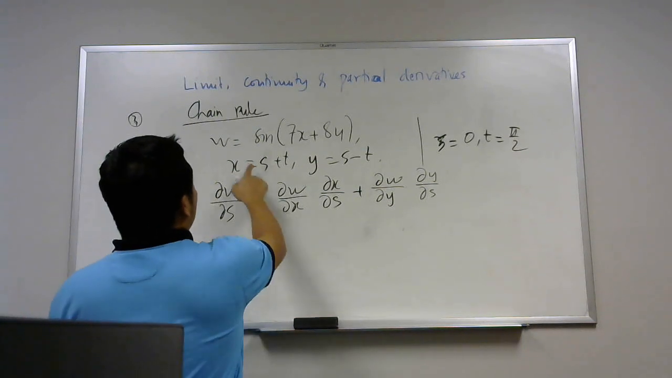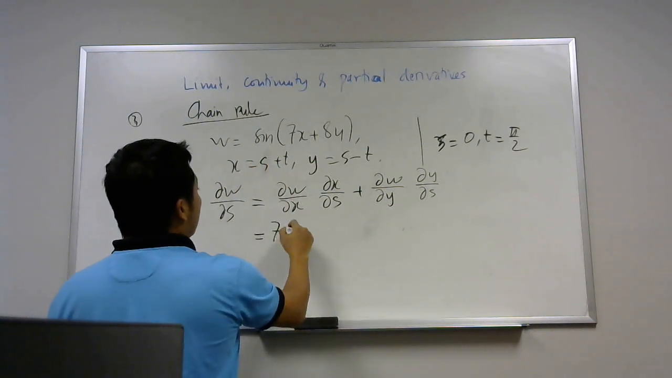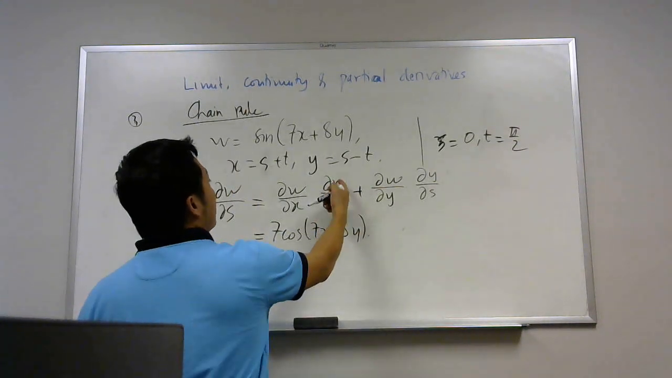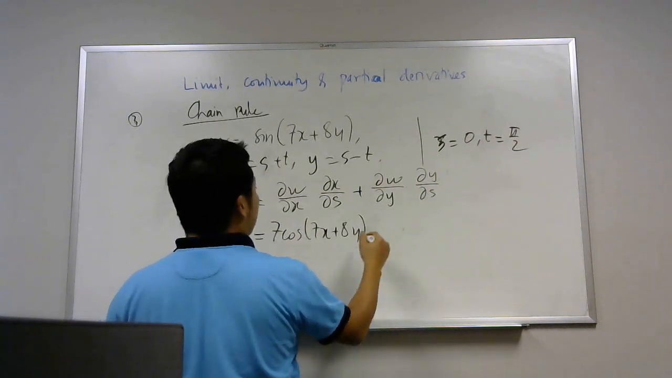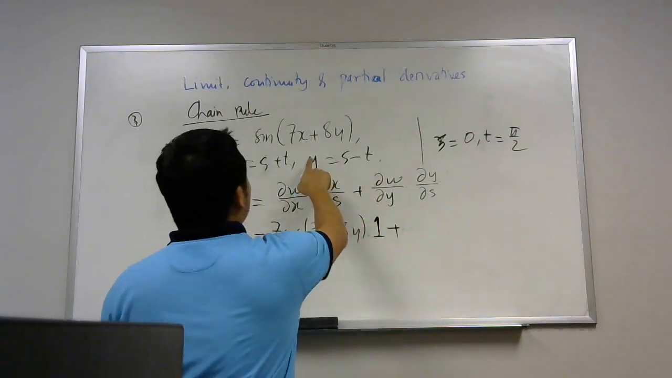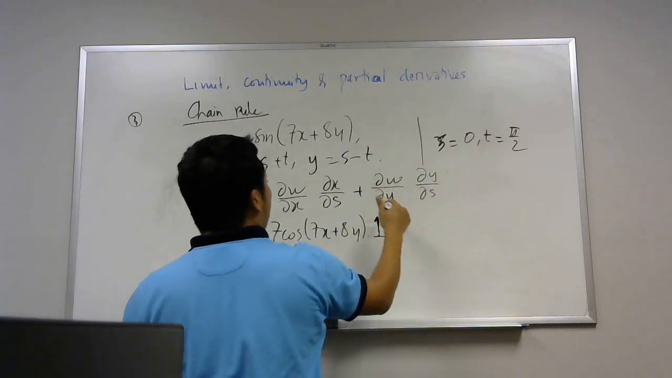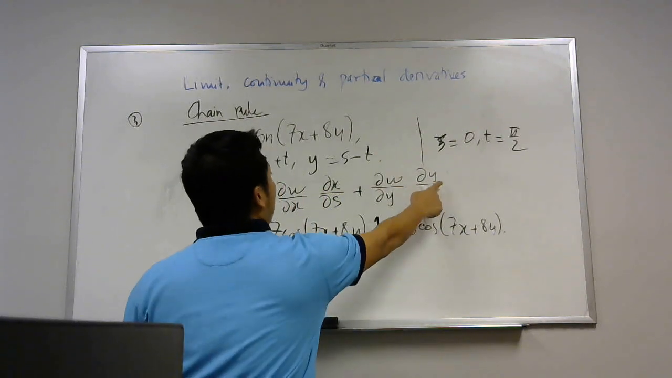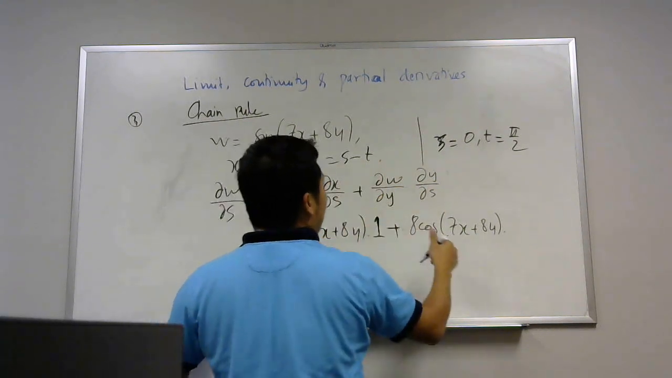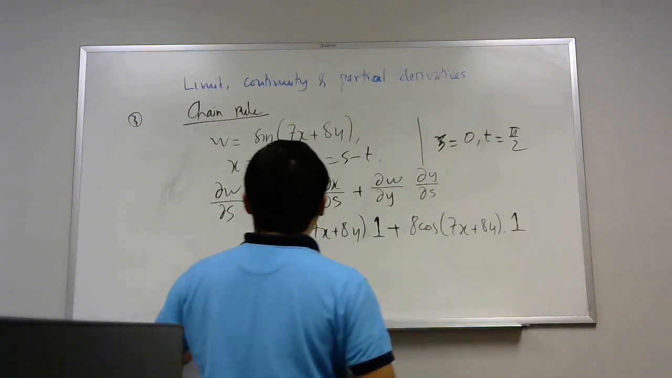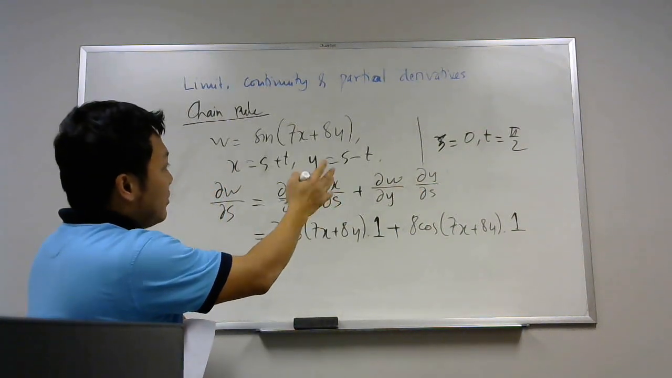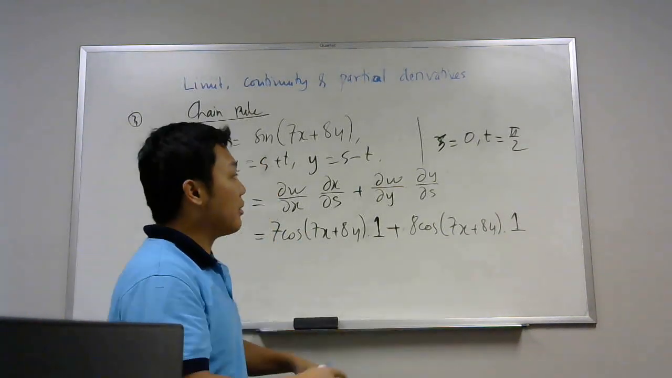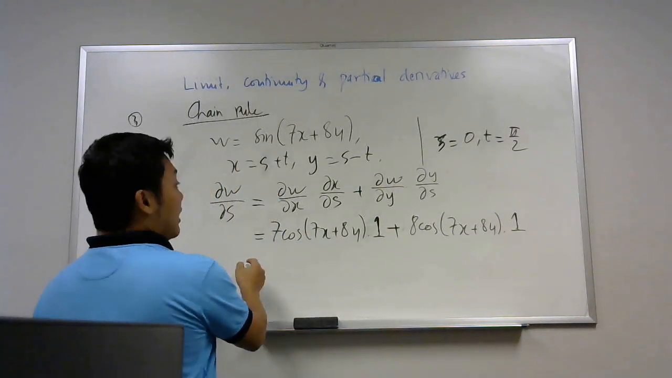So what is the derivative of w with respect to x? That is 7 cosine of 7x plus 8y, right? And then the derivative of x with respect to s is just 1. Plus, I take the derivative with respect to y, I get 8 cosine of 7x plus 8y, and then multiply by the derivative of y with respect to s, that is 1 again, right? In order to evaluate that, we can calculate x and y separately and then plug x and y into this, or you can plug everything together.